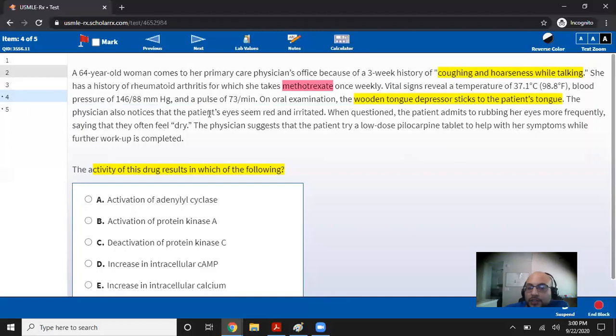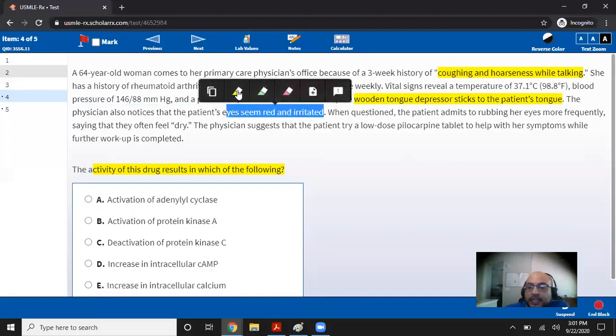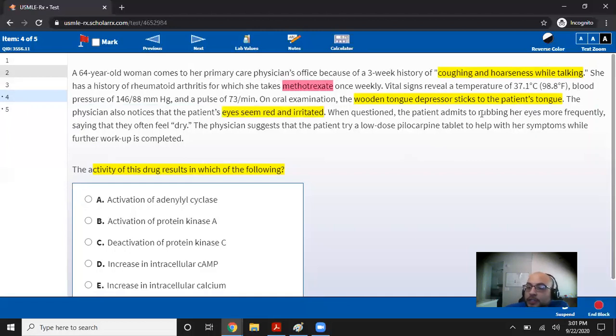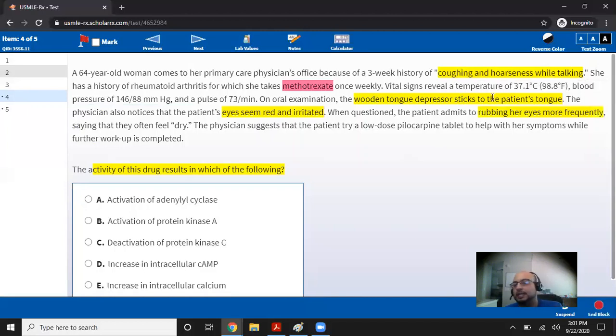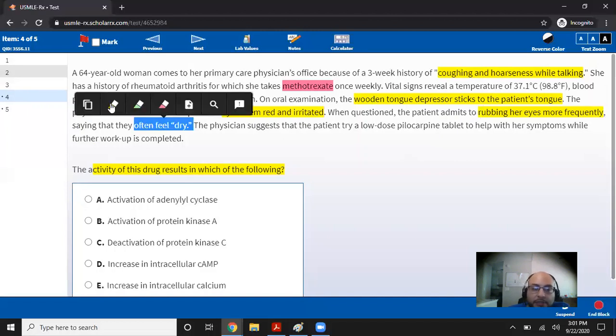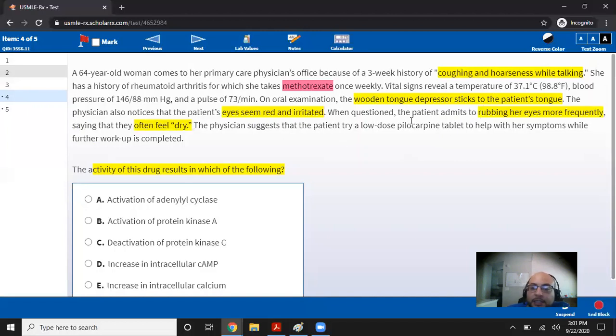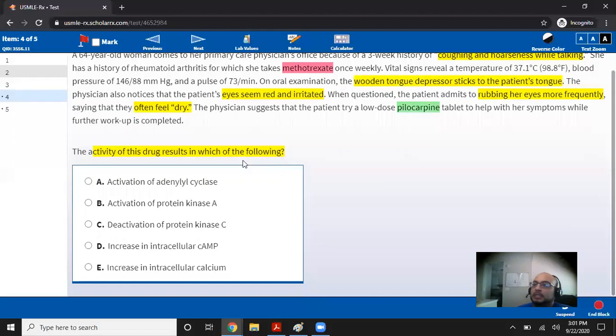The physician also notices that the eye seems red and irritated. When questioned, she admits to rubbing her eyes more frequently. So I'm thinking she has dry eyes and maybe even a dry mouth. Right there, they often feel dry. The doctor gives the patient pilocarpine to help the symptoms. So pilocarpine, how does that work? Is it alpha, beta, dopamine, H?